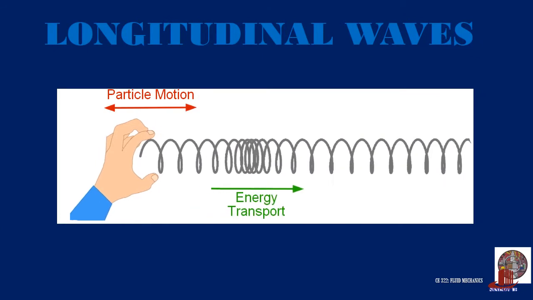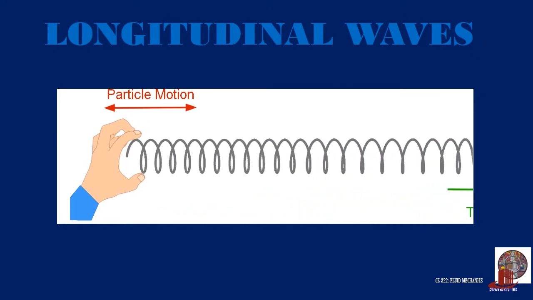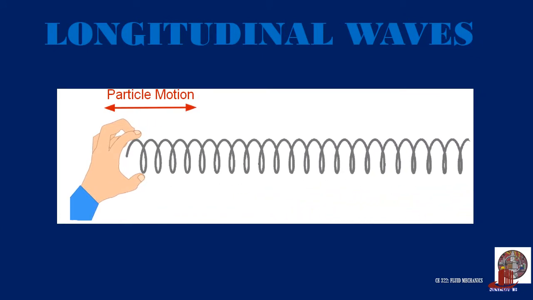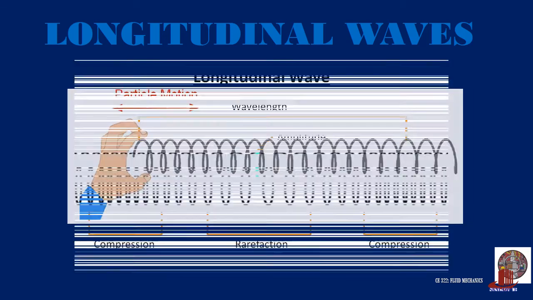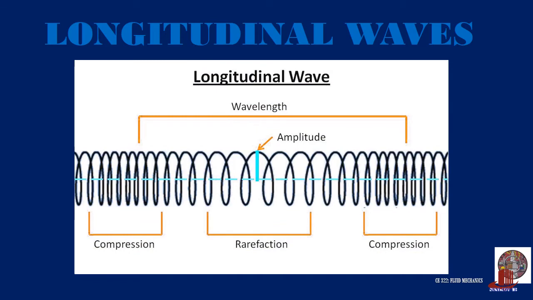A spring motion is an example of longitudinal waves. Note that the particles move parallel to the propagation of the waves. The fundamental parts of longitudinal waves are the amplitude, which is taken as the farthest distance between a particle to the equilibrium. Compression is the part where particles are held close together, and rarefaction or expansion is the area where the particles are somehow farther from each other. The wavelength of longitudinal waves is measured between two successive compression areas.